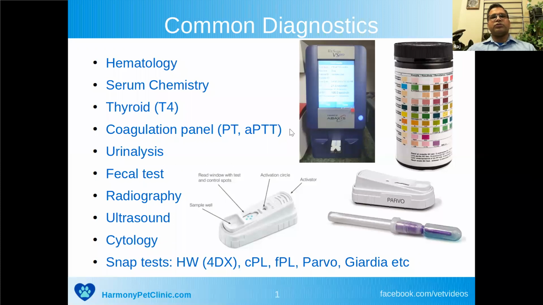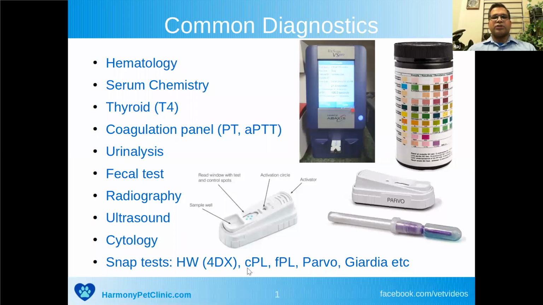So common diagnostics that we use in a typical small animal practice in North America are listed in this slide. We have hematology, serum chemistry, hematology for blood cell count and PCV, hemoglobin, etc. Serum chemistry, then thyroid, coagulation panel, very, very important, urinalysis, fecal test to check for worms or other infections, radiography, x-rays as a diagnostic tool, ultrasound, again, very, very helpful, cytology, including simple things like ear cytology, skin scraping, and also cytology of external masses, tumors, or internal organs like liver or spleen or kidneys. Then also we have SNAP tests like the heartworm test that also includes Ehrlichia, Anaplasma, and Lyme.